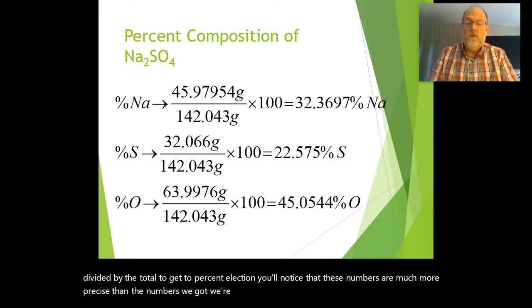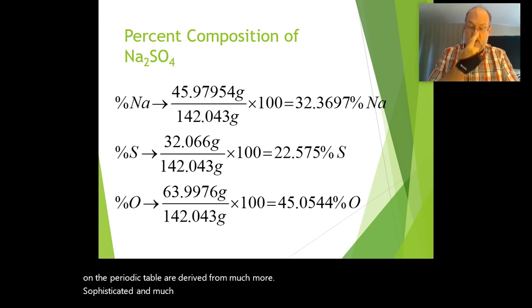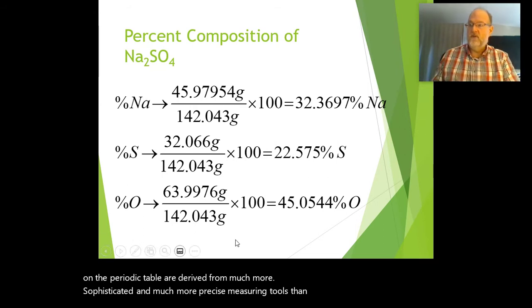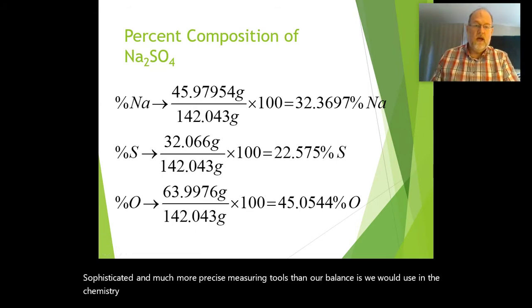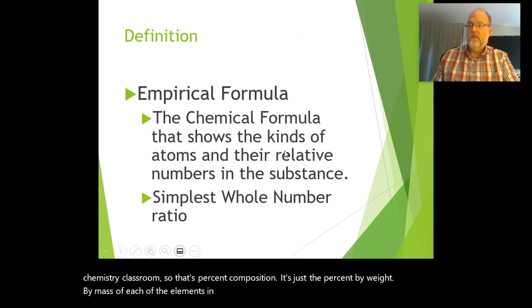That's because the numbers on the periodic table are derived from much more sophisticated and much more precise measuring tools than the balances we would use in the chemistry classroom. So that's percent composition. It's just the percent by weight, by mass, of each of the elements in a compound. So that leads to the next idea of a compound.